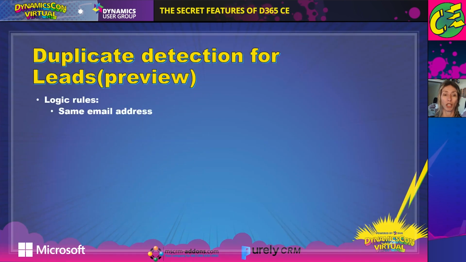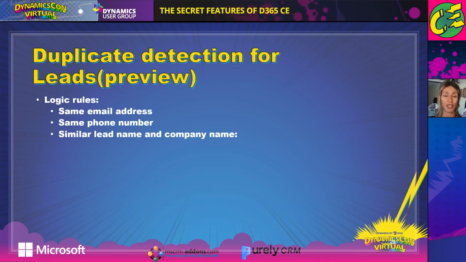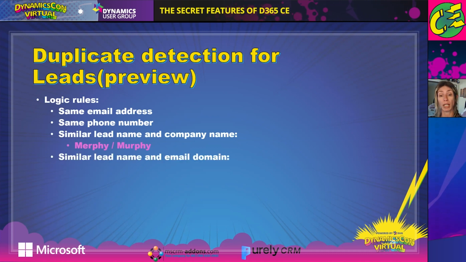All right, so the logic rules, right? It's going to flag things with the same email address, same phone number, and you're going to say, duh, what else is new? This is new. A similar lead name and the same company name. So you have one lead that's called Rob Murphy, M-E-R-P-H, and another lead, Rob Murphy, M-U-R-P-H, and both are at the same company. It's going to flag that as a duplicate. Similar lead name and the same email domain. Same thing. jmurphy@abc.com, jmurphy with a U at abc.com. It's going to flag that. That's that fuzzy logic, right?